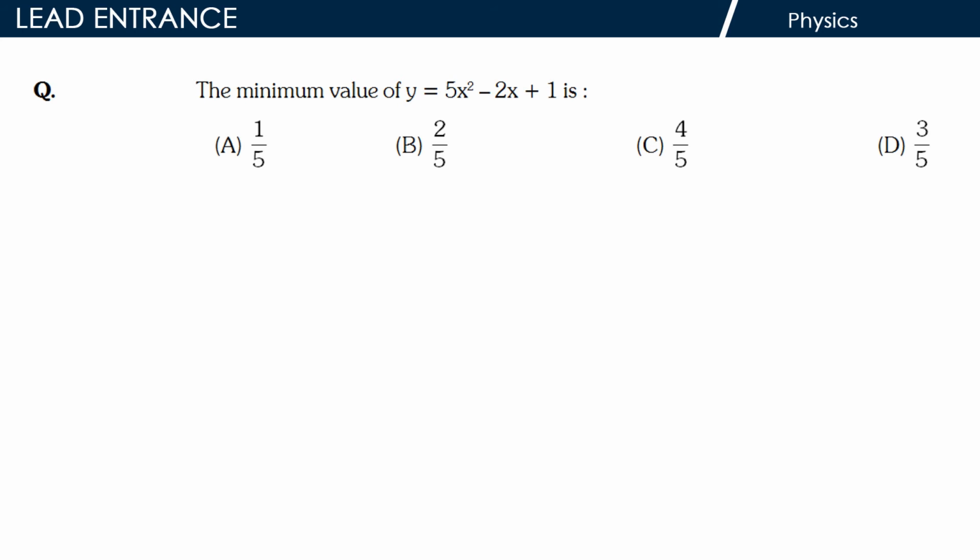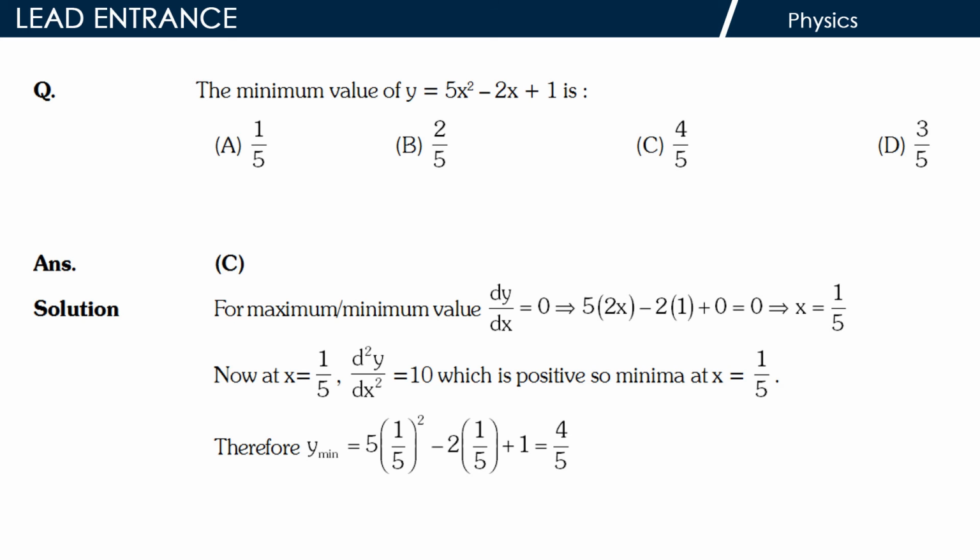Question 4. The minimum value of y is equal to 5x square minus 2x plus 1 is: a. 1 divided by 5, b. 2 divided by 5, c. 4 divided by 5, d. 3 divided by 5.